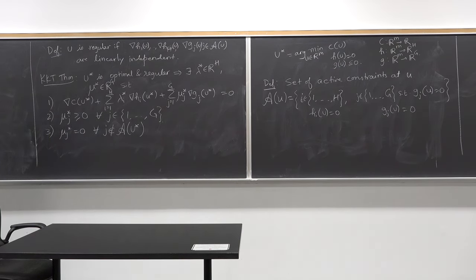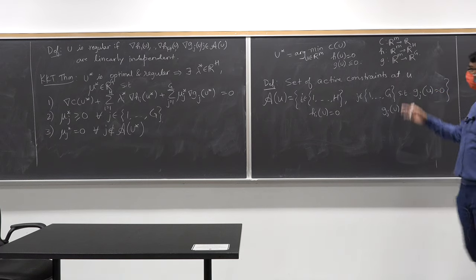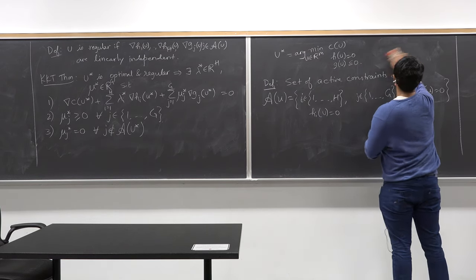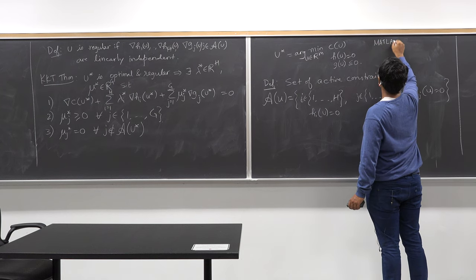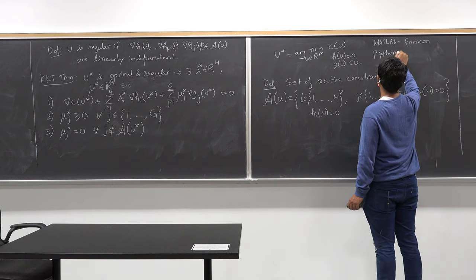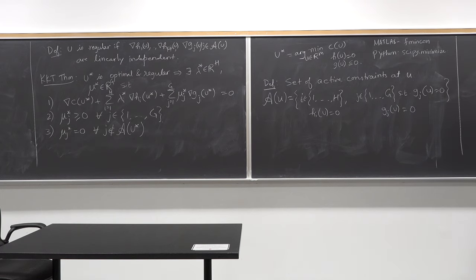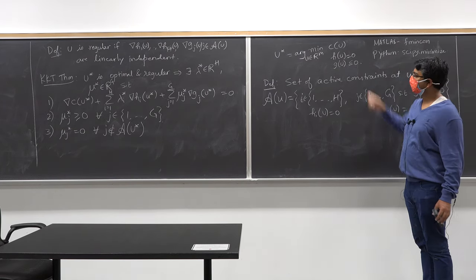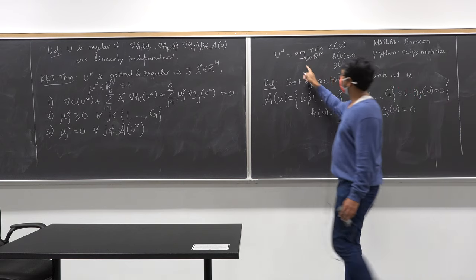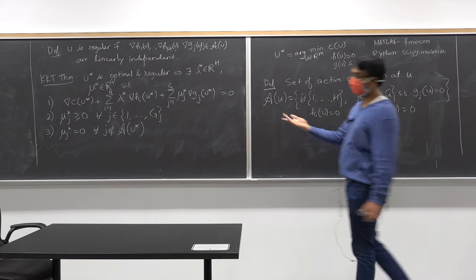And typically, if you solve an optimization problem in MATLAB using fmincon or in Python using scipy.minimize, so those are the two functions for solving optimization problems of this type. In MATLAB, it's fmincon, and in Python, it's scipy.minimize. So these are the functions you would call to solve a problem of this type. And when you call these functions, it will give you not just u star, but it will also give you lambda star and mu star, because it solves for the Lagrange multipliers as well.